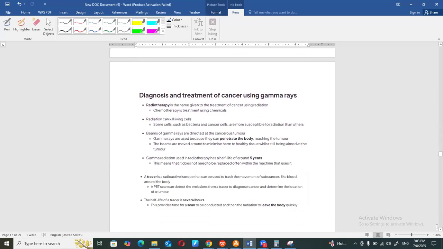Now, another very interesting thing, they are used in radiotherapy as well, like for the treatment of cancer. Radiation can kill living cells. So some cells, such as bacteria and cancer cells, are dangerous. These radiations will be able to kill them, and so basically, cancerous cells can be killed by gamma radiation. Plus, the diagnosis can be possible through gamma radiations as well. Okay.